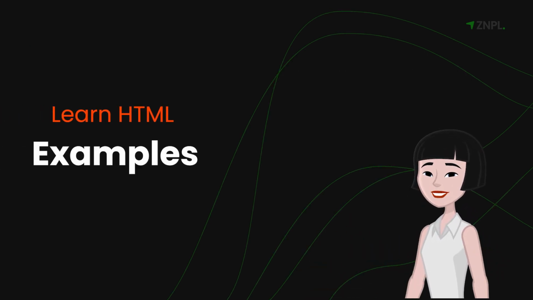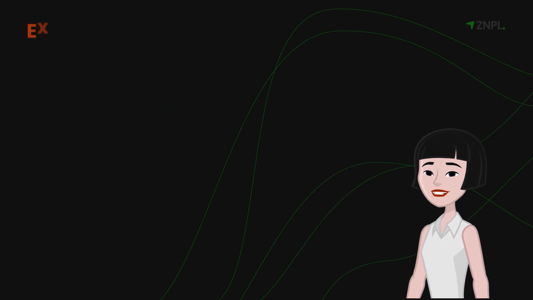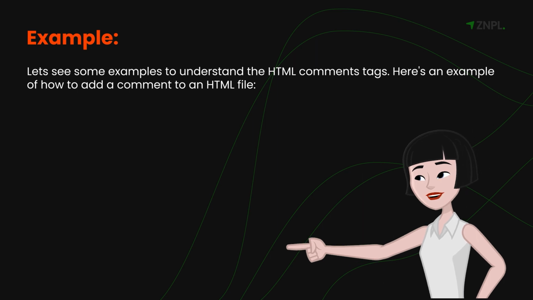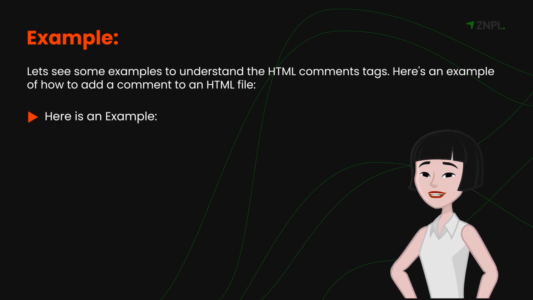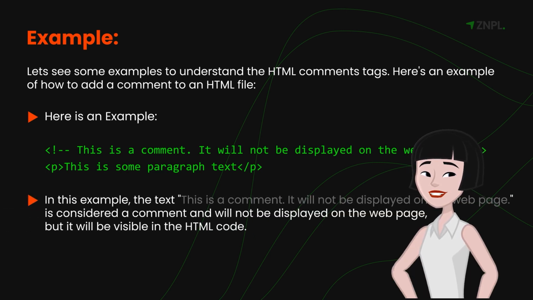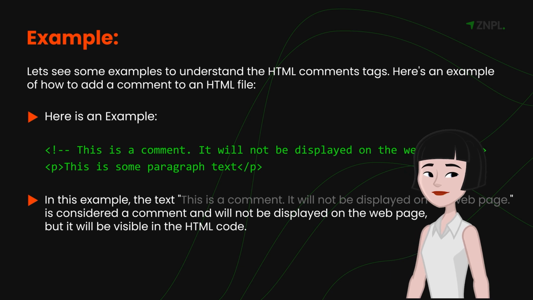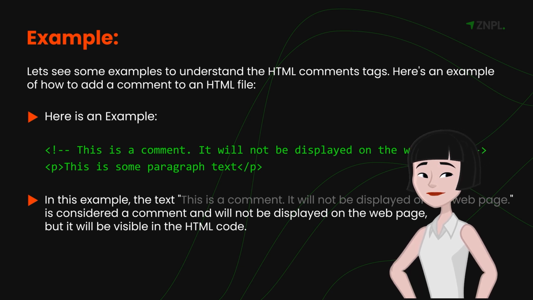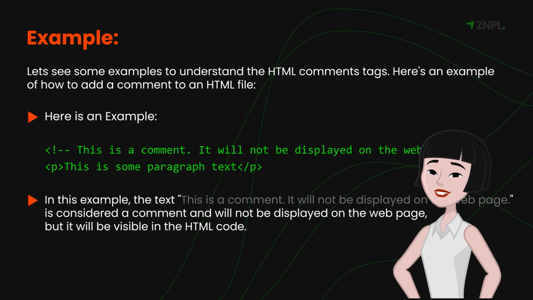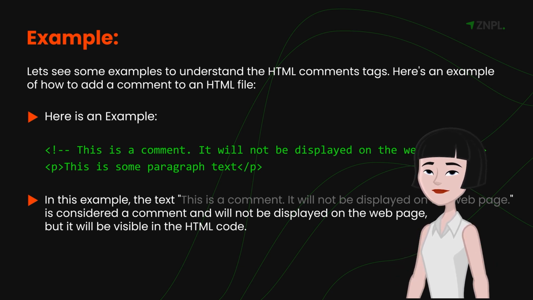Example. Let's see some examples to understand the HTML comment tags. Here's an example of how to add a comment to an HTML file. In this example, the text "This is a comment. It will not be displayed on the web page," is considered a comment and will not be displayed on the web page, but it will be visible in the HTML code.